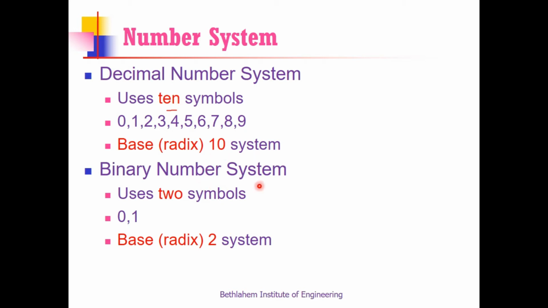Binary number system uses only 2 symbols, 0 and 1. Hence it is known as base 2 or radix 2 system. So can you understand what is base? Base is based on the symbols present in a particular number system. So in binary number system, only 2 symbols are there, 0 and 1. Hence it is known as base 2 or radix 2 system. And in decimal number system, we have 10 symbols, 0 to 9. Hence it is known as base 10 or radix 10 system.